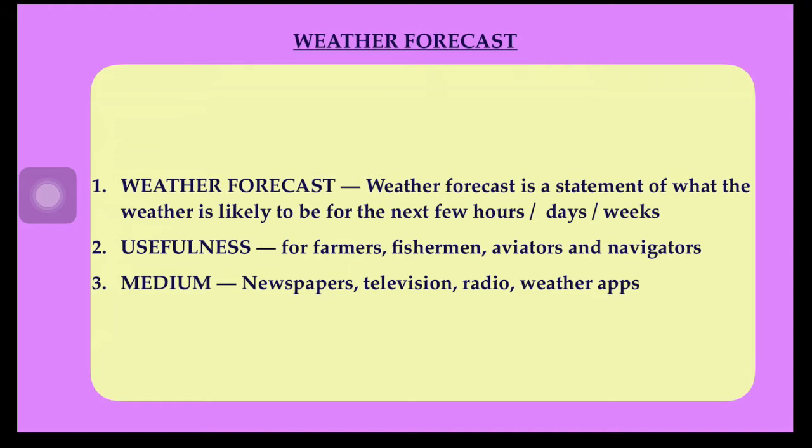Usefulness. We need to understand how the weather forecast is useful for farmers, fishermen, aviators and navigators. Weather is never constant. It is a temporary state of atmosphere. So weather forecast helps the farmers to decide which crops to grow. Fishermen decide whether they need to go to the sea to catch the fish or not, depending on the weather forecast. Newspapers, television, radio, weather apps in different devices help us to get the information related to upcoming weather.